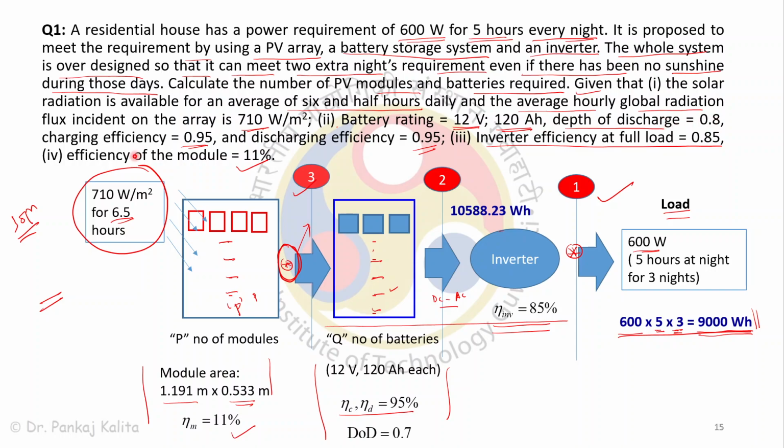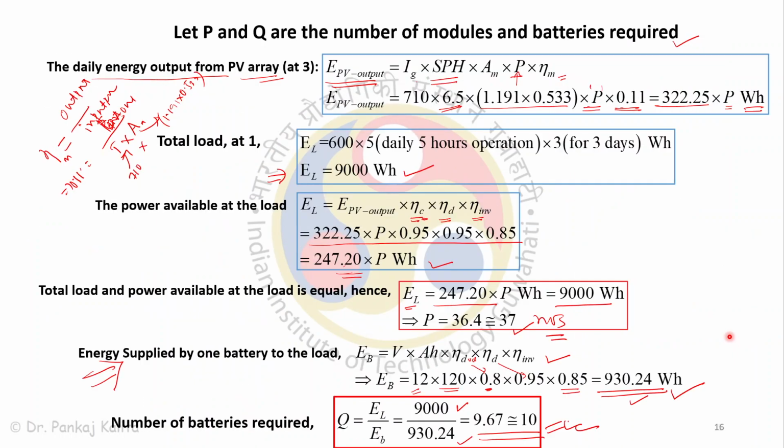Depth of discharge is given, charging efficiency is given, discharging efficiency is given, inverter efficiency is also given, efficiency of the module is also given. And so yeah, this is listed here. So first thing is that we need to calculate it for 3 nights. So we calculate the total load, that is 600 watt into 5 into 3 nights, that is 9000 watt hour.